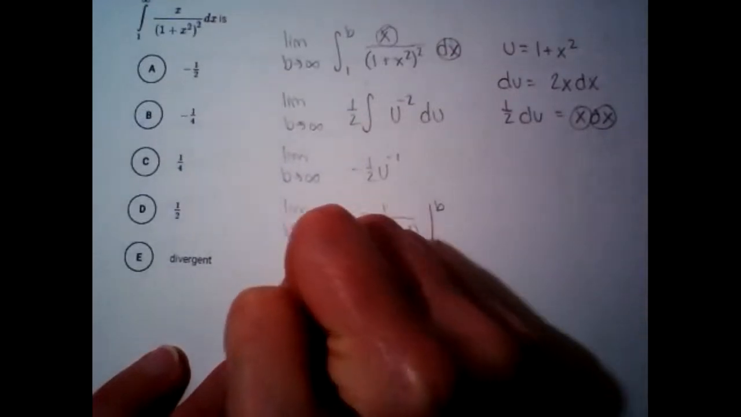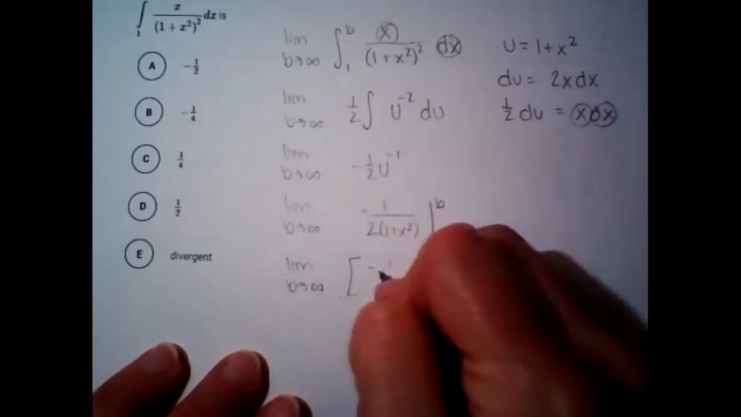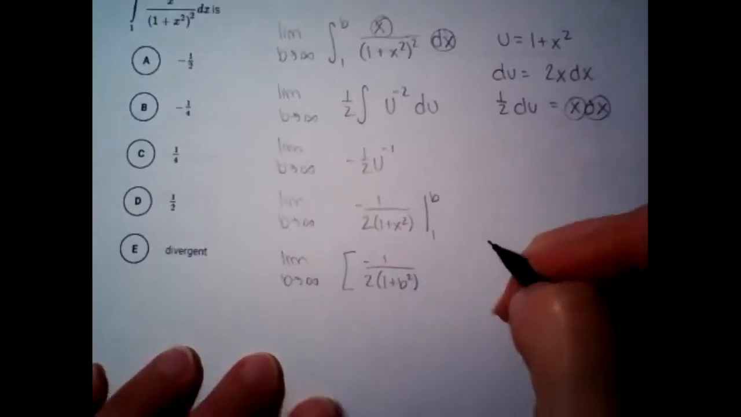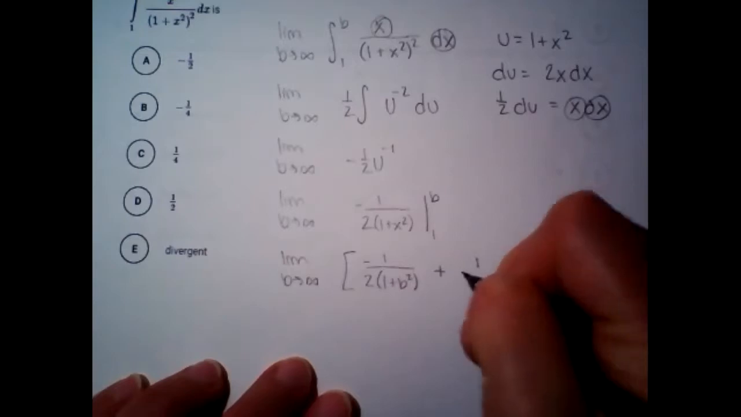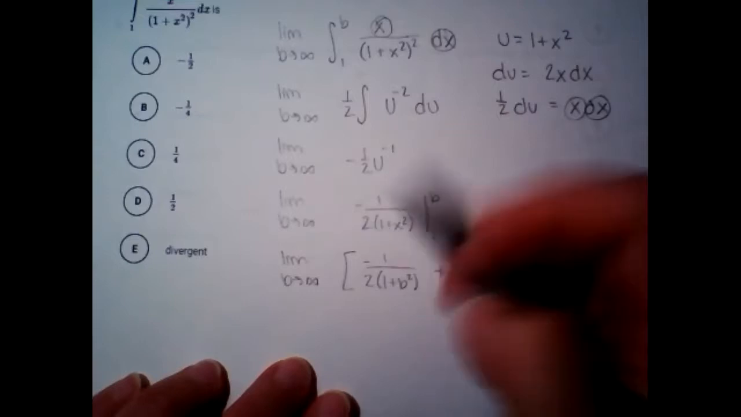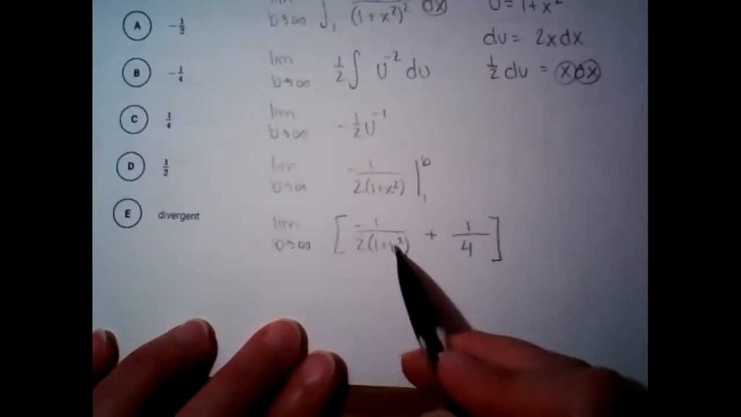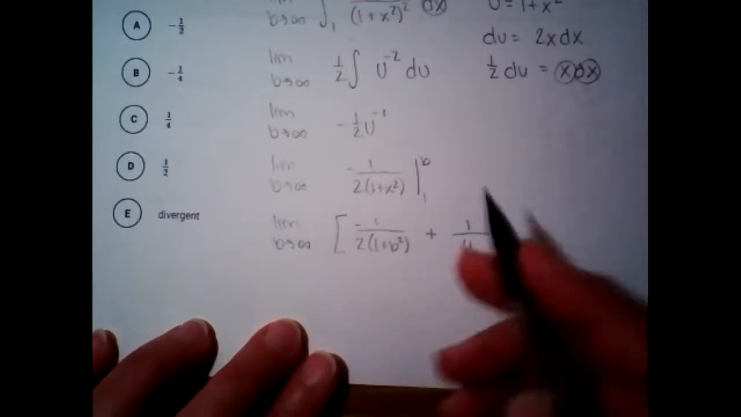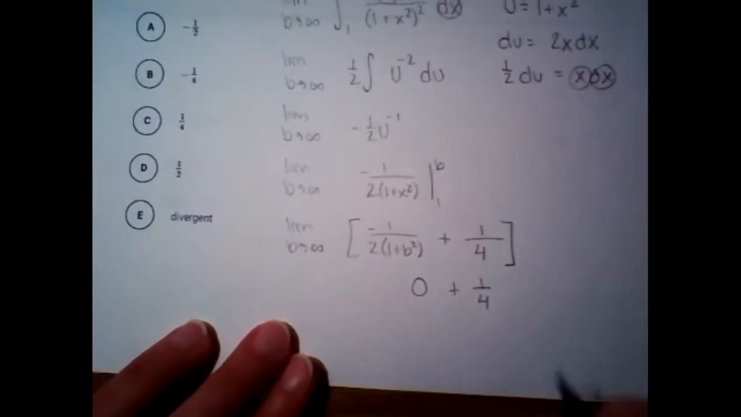So we're going to do upper boundary minus lower boundary. Plugging in b, this will give us negative 1/2, 1 plus b squared, minus, negatives cancel, 1 over, let's see, 1 squared will be 1, plus 1 is 2, and then double that will be 4. So again, as we go to infinity, this part is going to get infinitely large. So 1 trillionth is essentially nothing. And then plus a 4th is going to give us a 4th. So this one will be C.